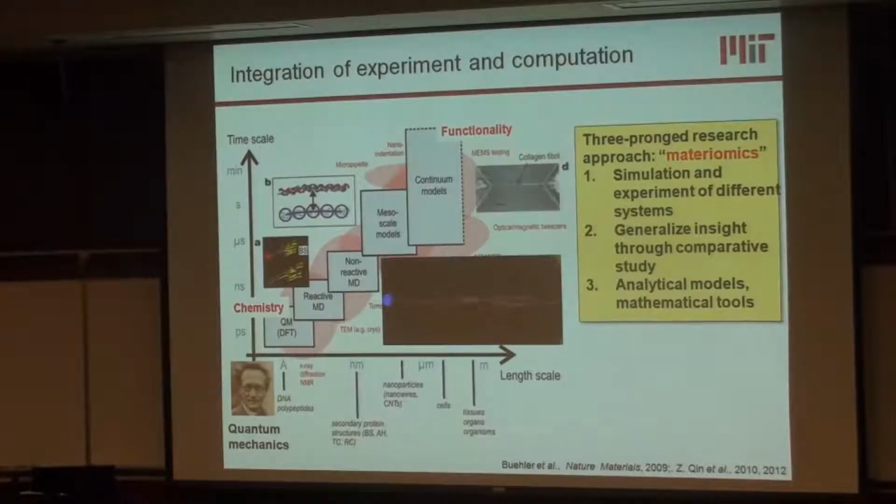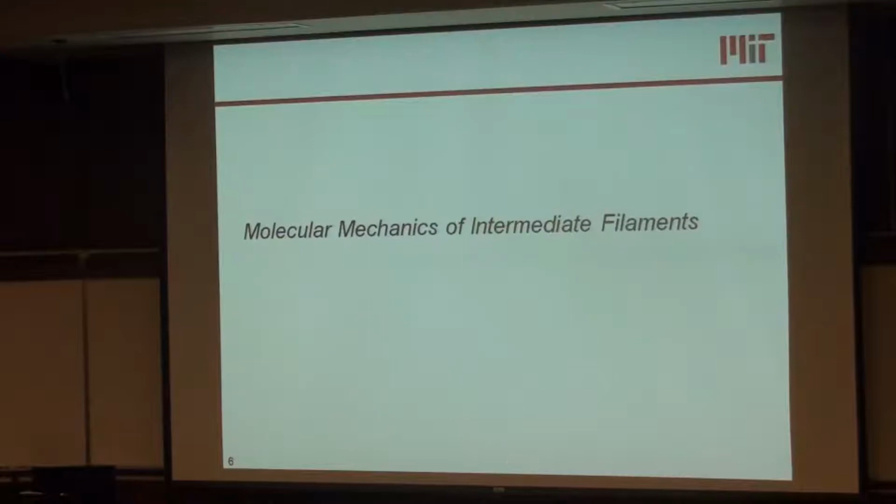For example, this movie shows the stretching of the coil, and at the end it breaks and starts to separate apart. The alpha helices under the stretching force turn into beta sheet structure, which significantly increases the strength compared to before separation of those alpha helices. The first part will be the molecular mechanics of intermediate filaments.